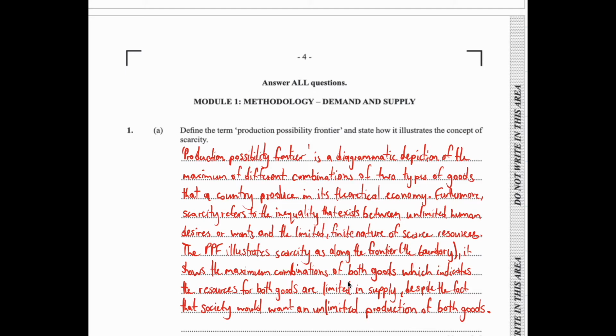Despite the fact that we have limited resources in terms of teachers, in terms of doctors, in terms of the supplies needed for both industries, we'd want to produce an unlimited amount, because we can't get enough education, we can't get enough healthcare, but resources are limited. So you can also enhance your explanation with that type of thing.